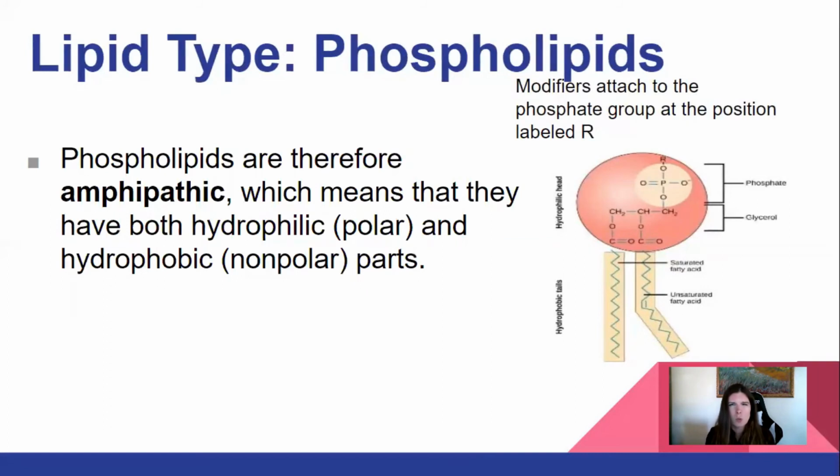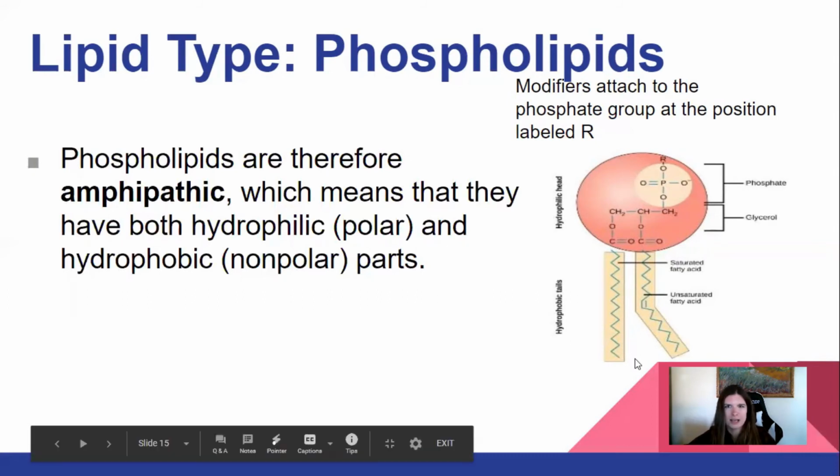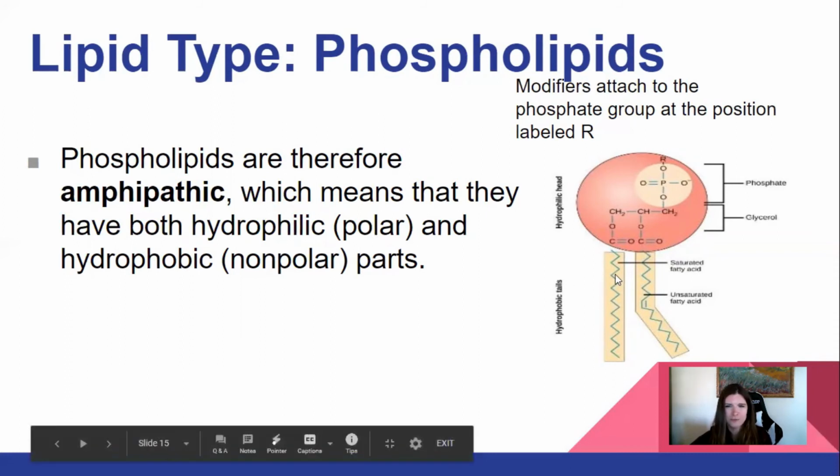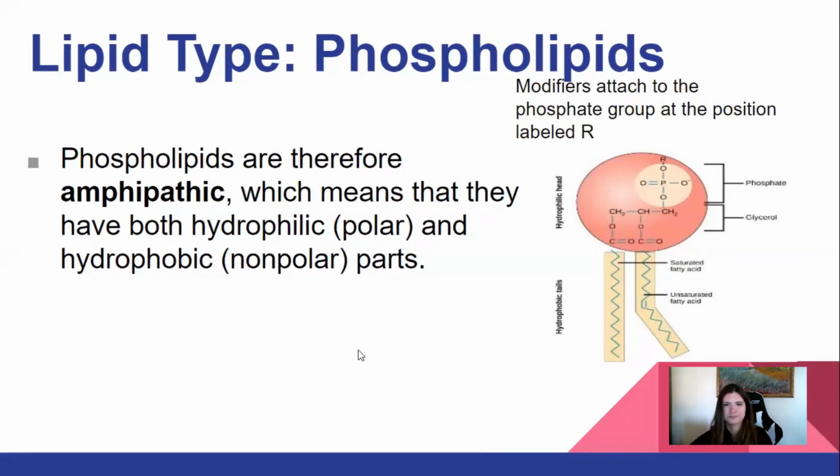There's a special word for a molecule that has these 2 parts where one side of it is attracted to water and the other side repels water. So that word is amphipathic. Our phospholipids are amphipathic, and that just means that they have a polar end and a nonpolar end. So they have a hydrophilic end, this part, that's attracted to water, and they have a hydrophobic end. So the hydrophobic part here is our fatty acids.